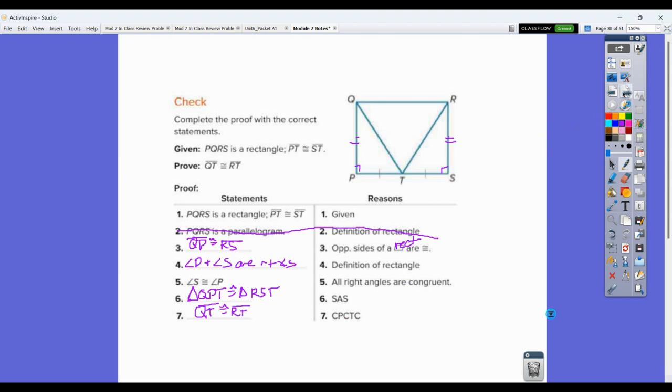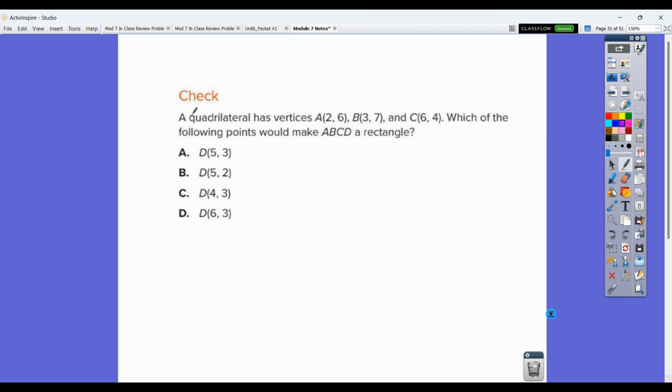Okay, so utilizing those properties of rectangles. A quadrilateral with vertices at these points here. Which of the following points would make this a rectangle? So I would just do a quick sketch here. A is going to be at 2, 6. B is going to be at 3, 7, so just above it. And C is going to be at 6, 4, somewhere down here. And we want to make a rectangle out of that.